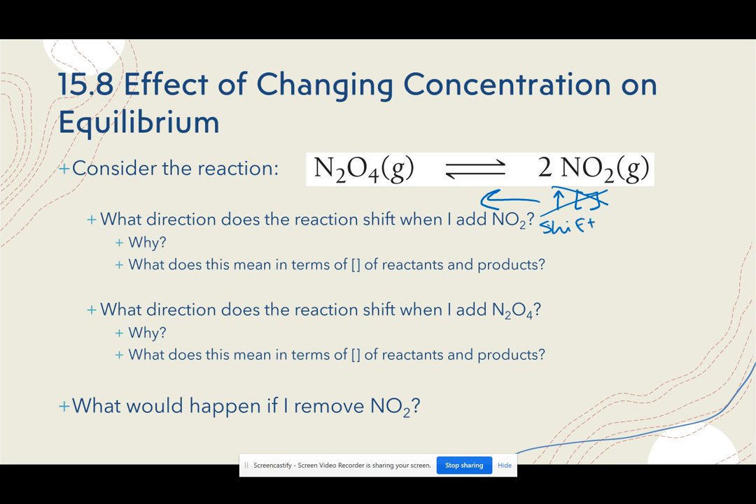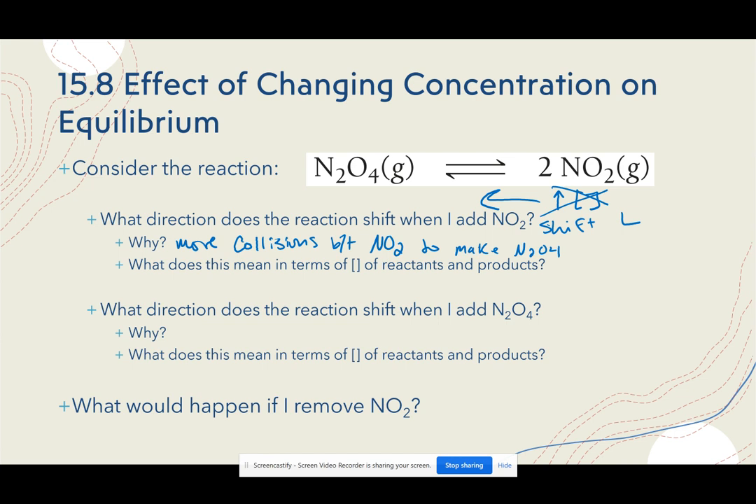The system will shift to the left, meaning that the nitrogen dioxide will react to produce the dinitrogen tetroxide to get rid of the extra nitrogen dioxide that I added. The reason it shifts left is because there are more collisions between the NO2 molecules to form the N2O4. So when I increase the concentration of the product, that's going to increase the rate of the reverse reaction. So it's going to shift left.